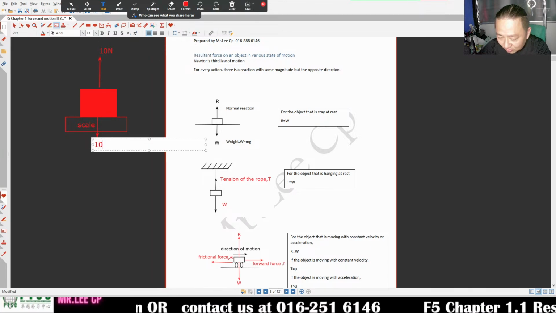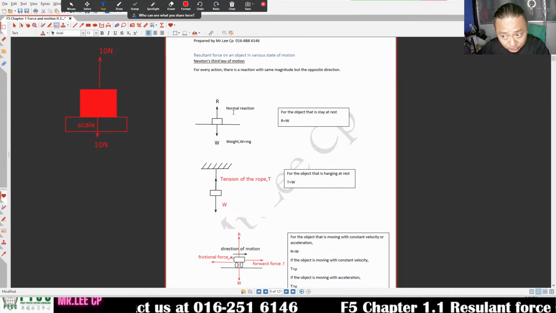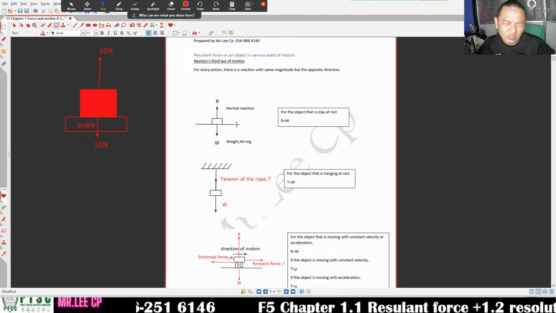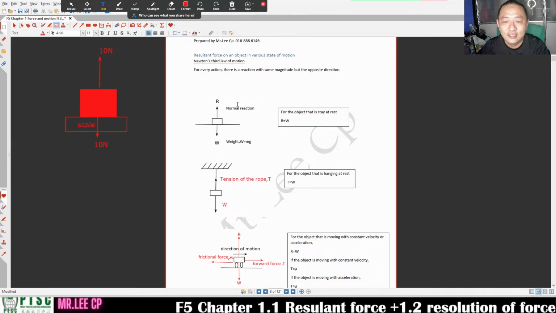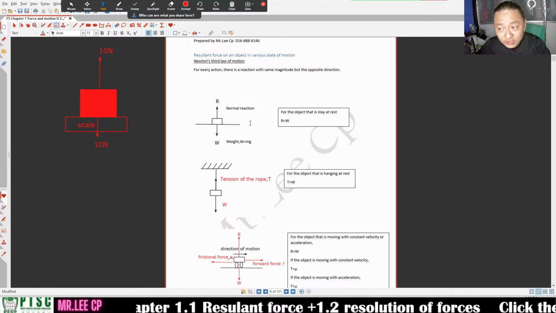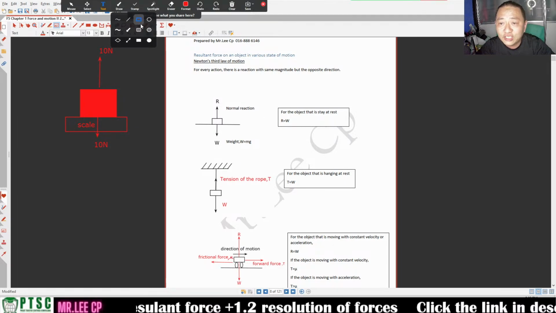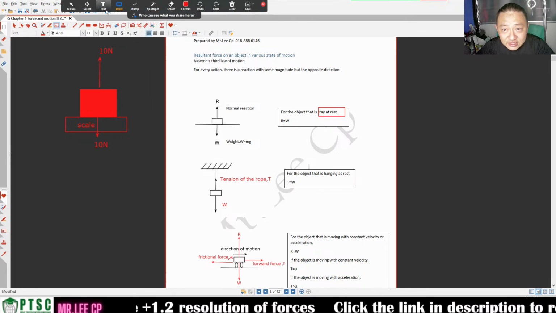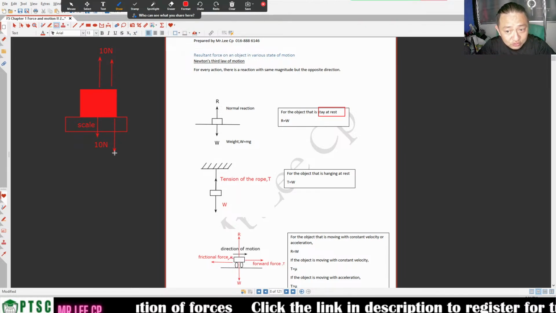If this object is 10 Newton, the reading of the scale is called reaction or normal reaction. I normally call it reaction only lah, but you can call it normal, reaction, or normal reaction. So 10 Newton. Now, I am talking about an object that stays at rest, not moving. If the object is moving, it is another story. The upward force is equal to the downward force.